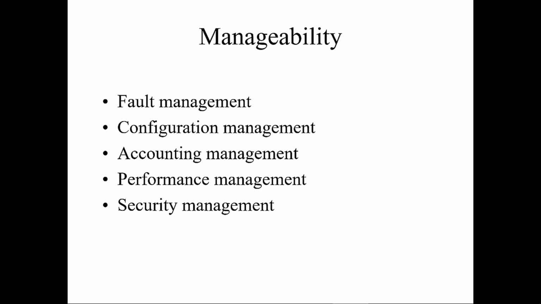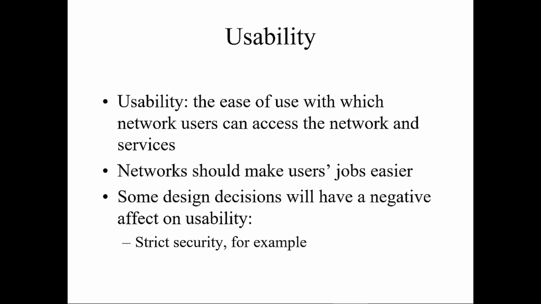Manageability. Things like managing the fault tolerance of the network, managing the configuration, the accountability, the performance, and the security. All of those focus on the manageability of the overall network. Usability. Again, usability is the ease at which we can use the resources. Networks should make users' jobs easier, not more complicated. Some design decisions will have a negative effect on usability. For example, strict security makes it harder for the users to use it.